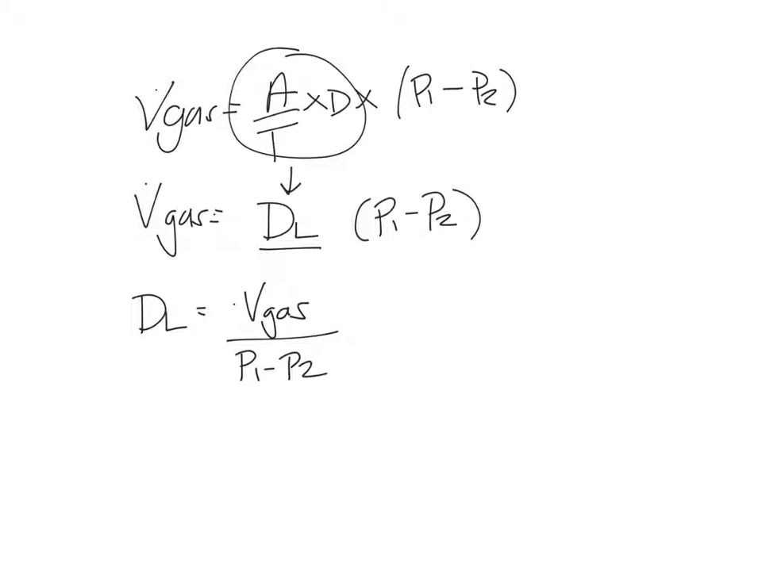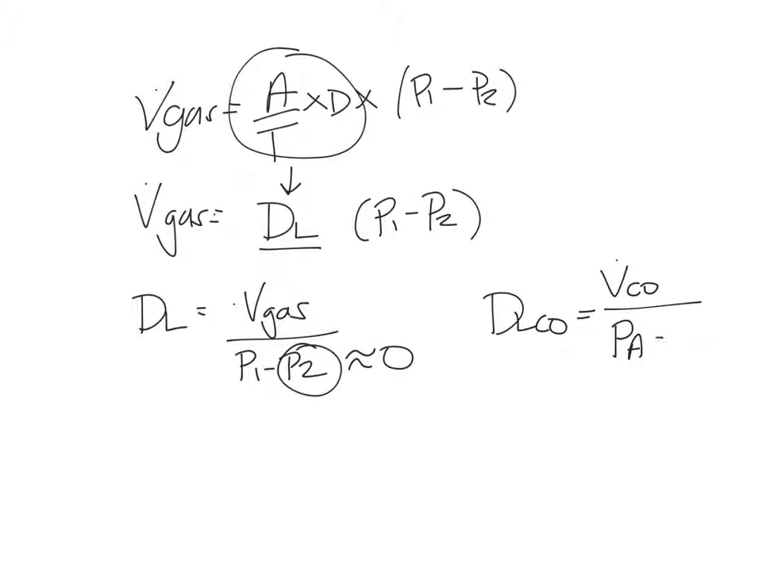Now for carbon monoxide, we've talked about how the partial pressure in the capillary is extremely small. So the P2 in this equation is close to 0, so we can ignore this, bringing our final formula to look like this. The A standing for the partial pressure of the carbon monoxide in the alveolus.